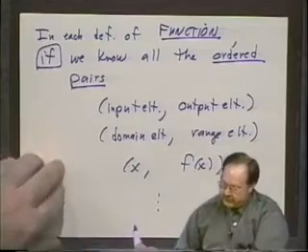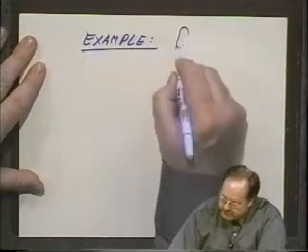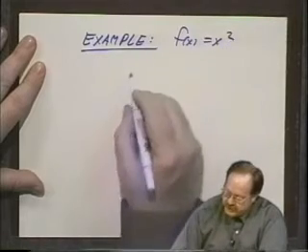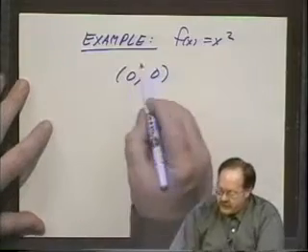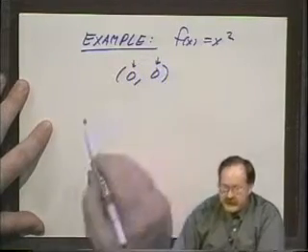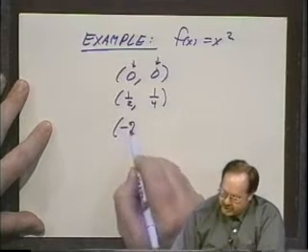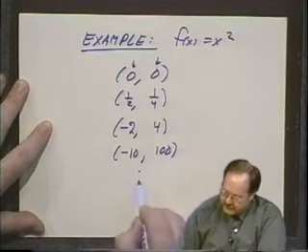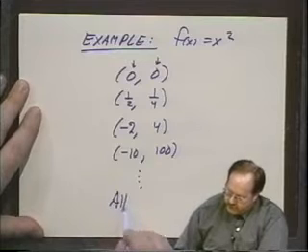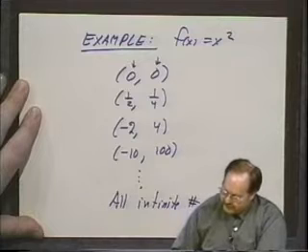Or to give you an example, if the function were f of x equal x squared, then we could say 0, 0, because 0, domain element, when squared is equal to 0. 1/2, when squared is 1/4. -2, when squared is 4. -10, when squared is 100, etc. All infinite number of such pairs.